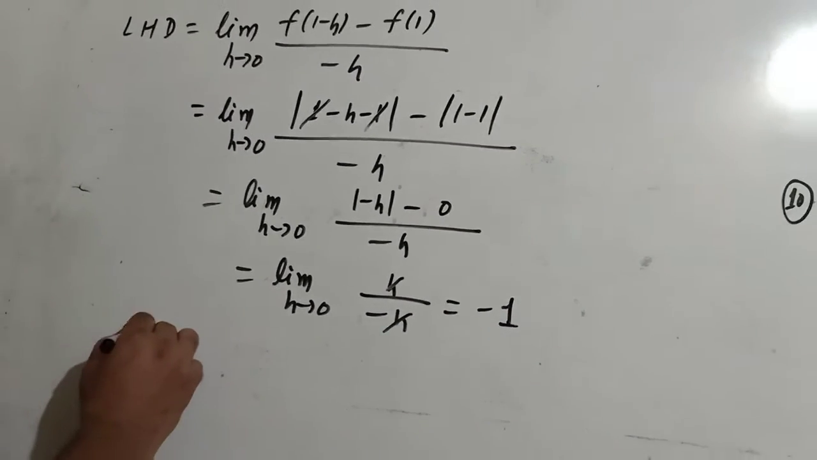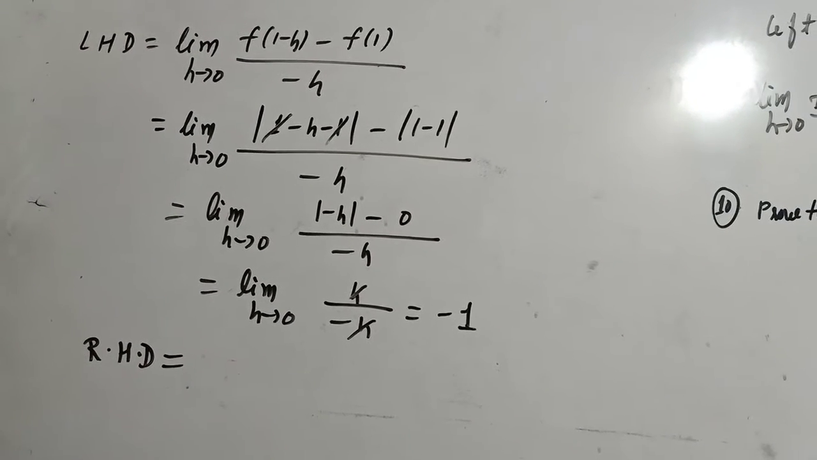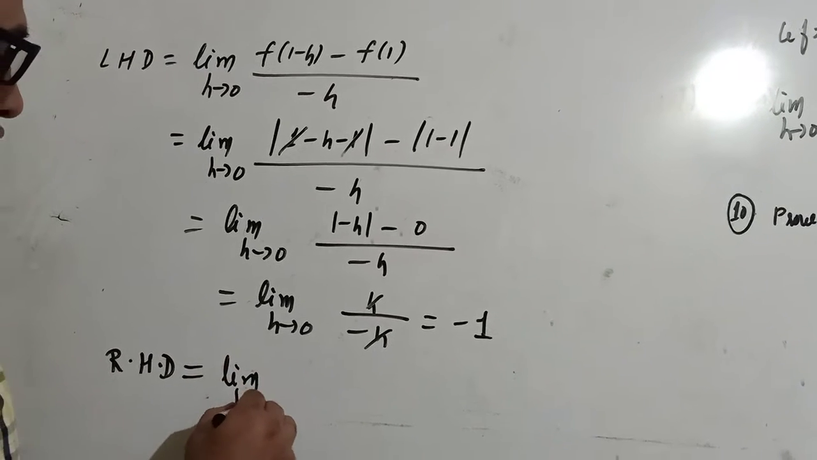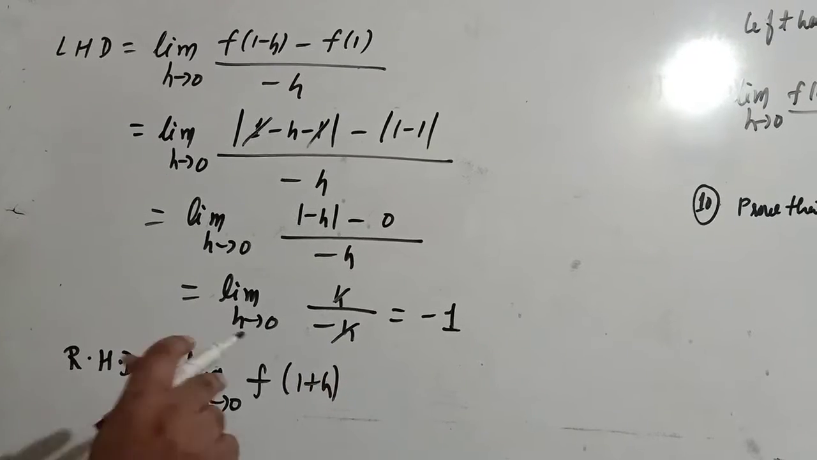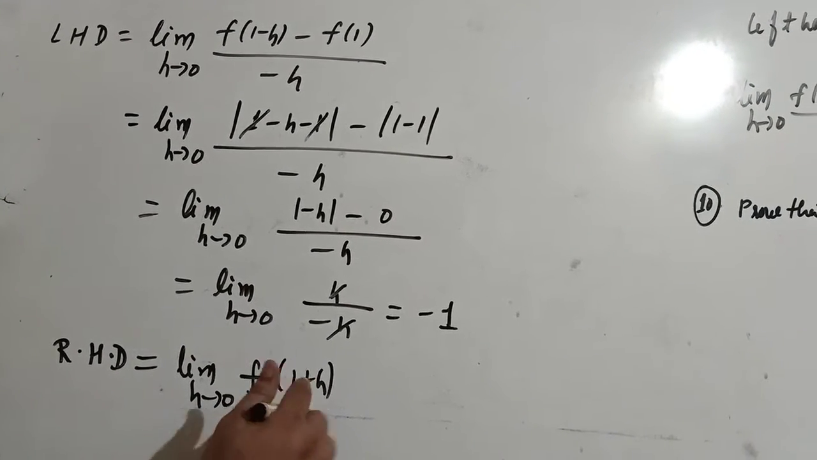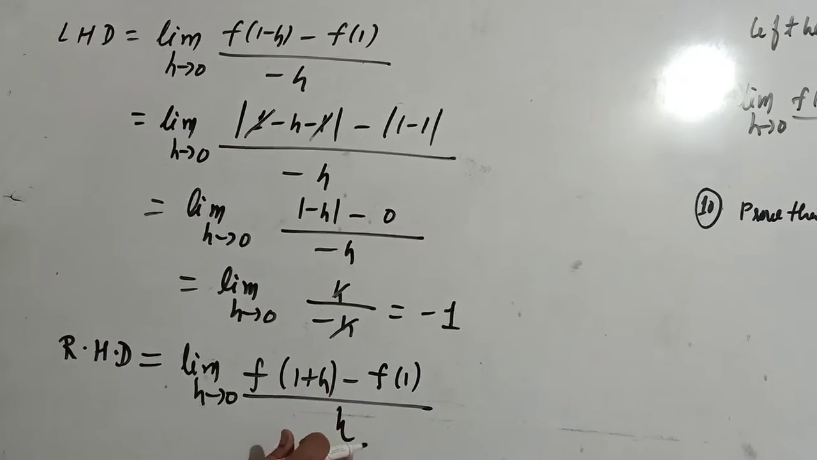Not differentiable means we have to show LHD is not equal to RHD. For differentiable, we have to show they are equal. What will be the right hand derivative? Limit h tends to 0, f of a plus h means 1 plus h. A will become 1. The point on which you have to find differentiability, that is a. Minus f of 1 upon plus h. Remember that here it is plus h.